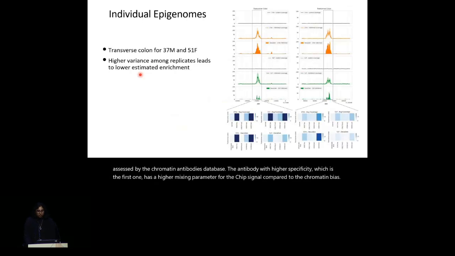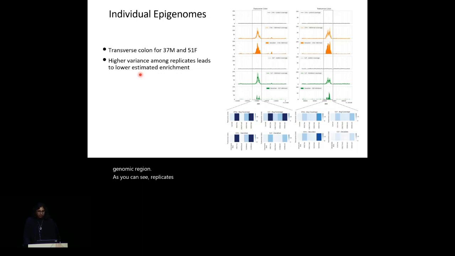Now let us look at individual epigenomes from the NTEX dataset. Here I'm showing two examples of genomic loci in transverse colon where an H3K4me3 methylation peak is more prominent in 37M, shown in orange, compared to 51F, shown in green. The histogram below shows the average coverage over different modifications in the highlighted genomic region. As you can see, replicates for individual 51F have higher variance, leading Decoden to estimate a lower enrichment value.